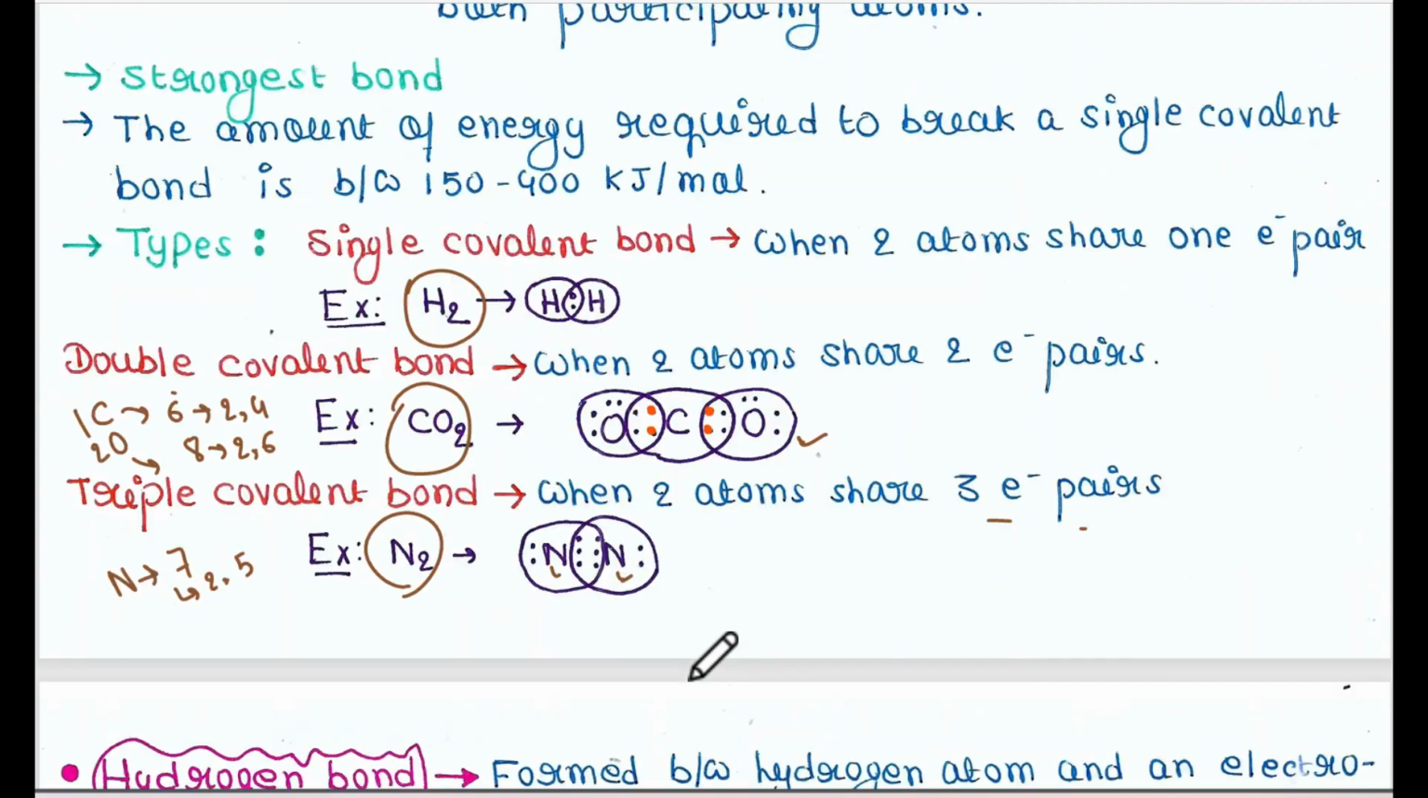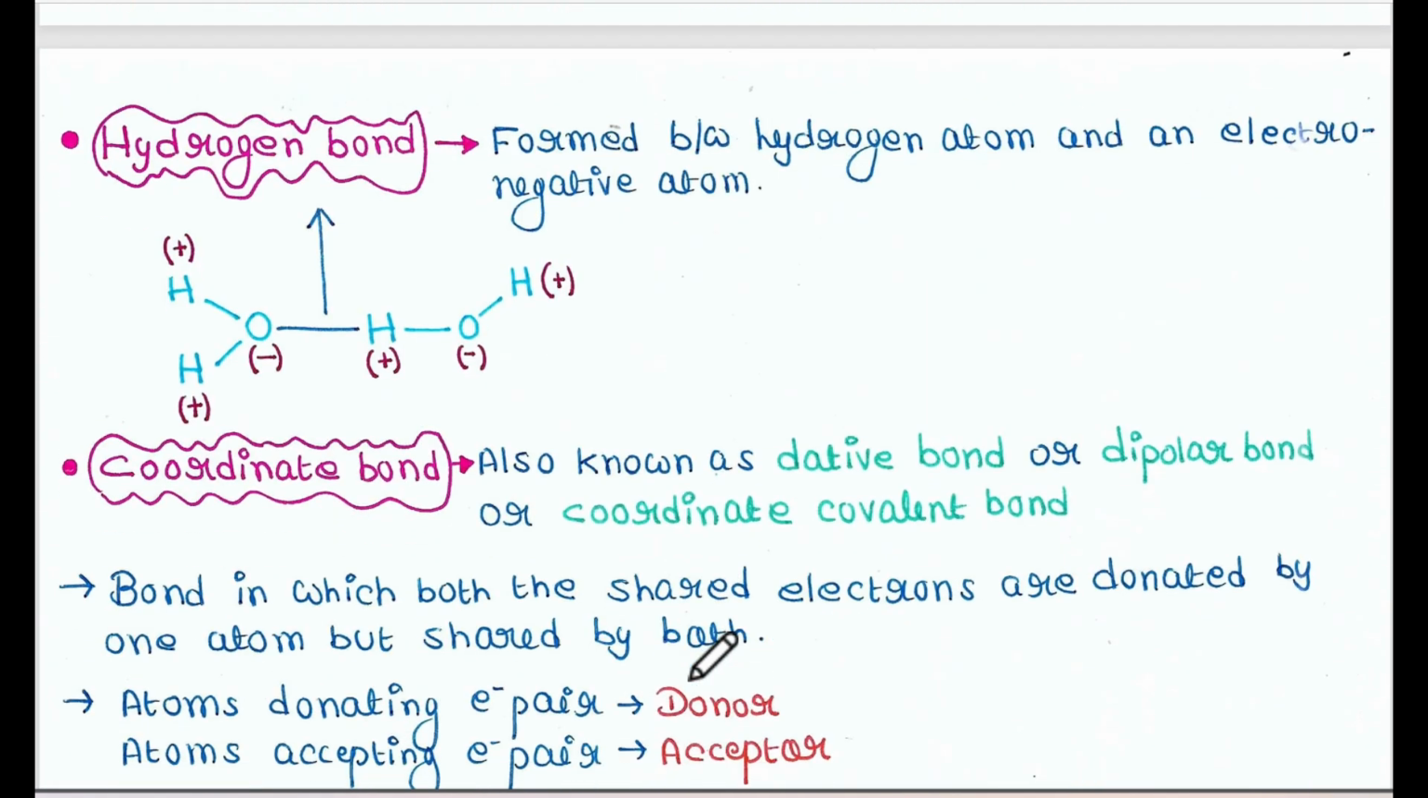Okay, next type of bond is hydrogen bond. This bond is formed between hydrogen atom and an electronegative atom. So, here the hydrogen bond is found between water molecules. So, in water, oxygen is the electronegative atom and the hydrogen bond is formed between hydrogen and the electronegative oxygen atom.